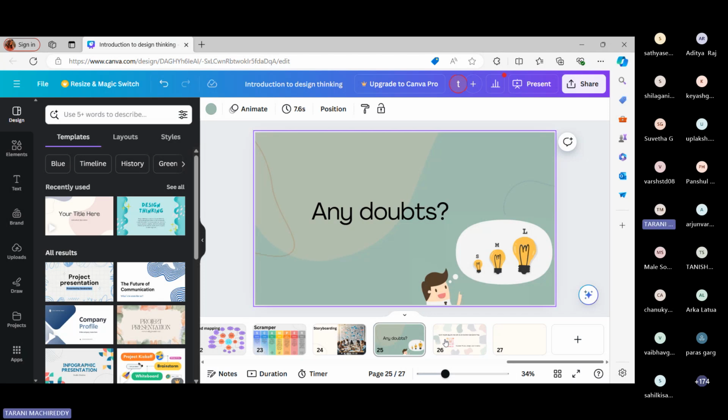Someone asked, how is user research different from user empathy? User empathy is where we go to users and ask about their problems before making a product. Whereas in user research, we go to the customers and ask about our products after making our product. Did you understand the difference between user research and user empathy?